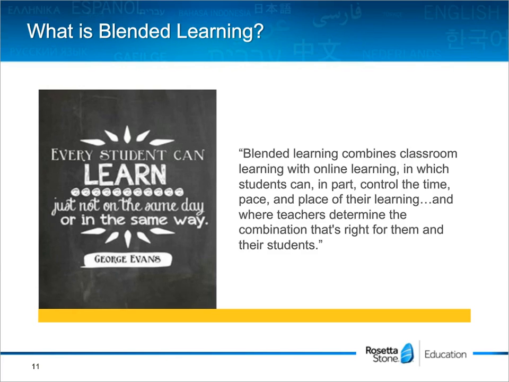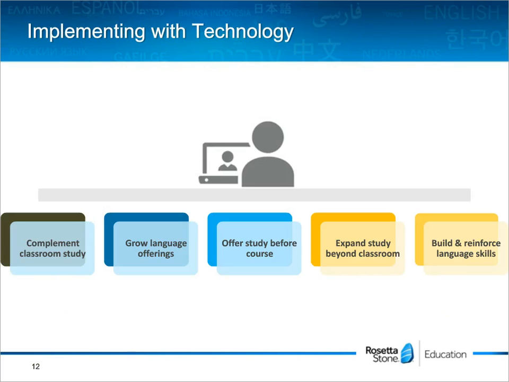So implementing technology, it's really important that you consider how you're going to do this. What are the logistics? First of all, the technology has to complement the classroom study. Using technology can help to grow those language offerings. Many times in certain school systems, you may only be able to offer 2 or 3 different languages, if that. And so having the use of technology helps to broaden that and to offer other opportunities for students.